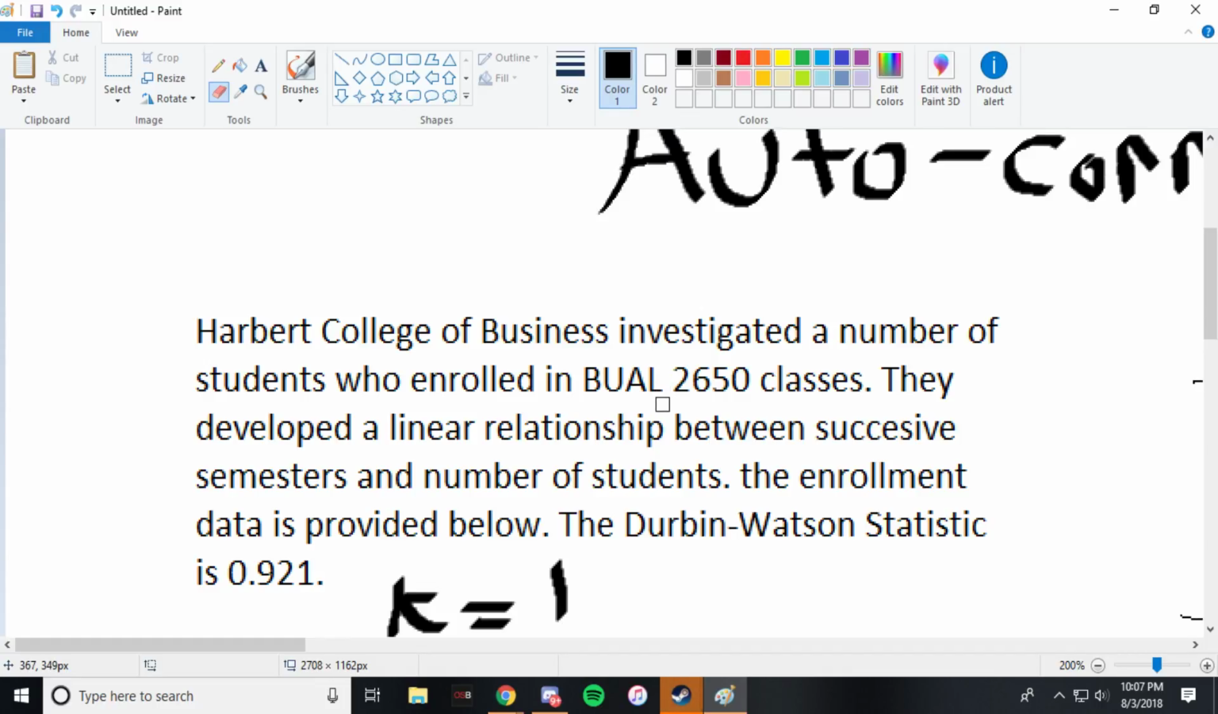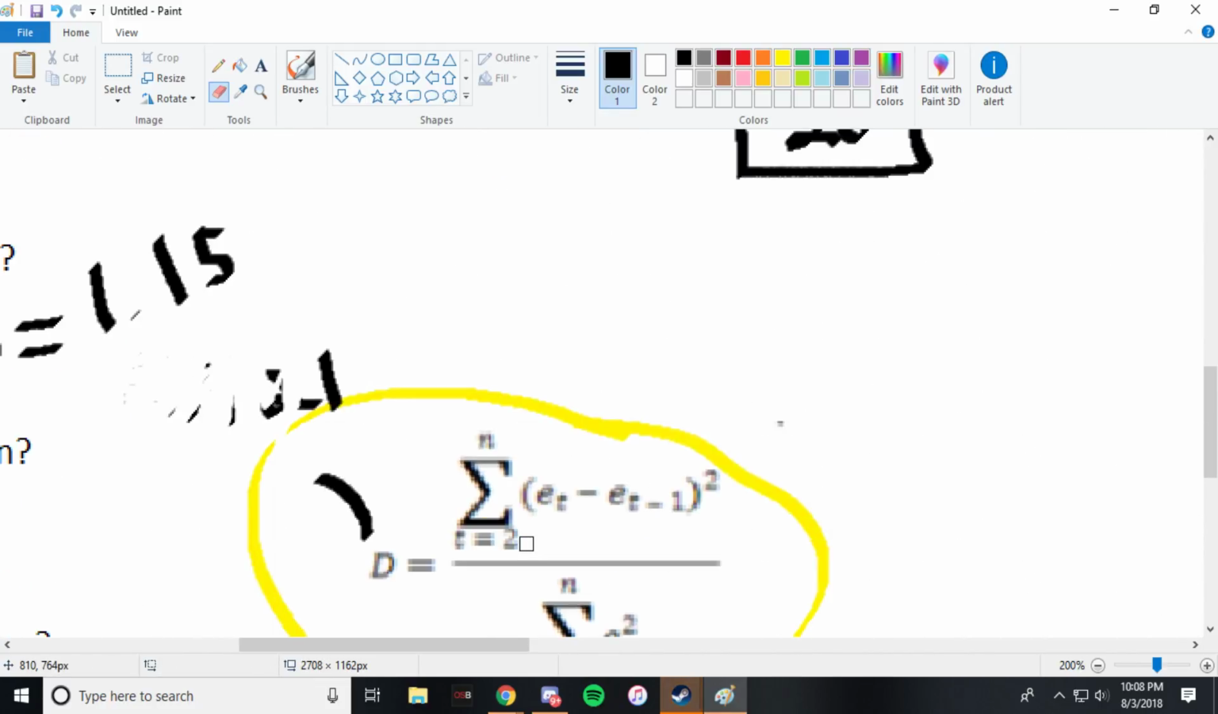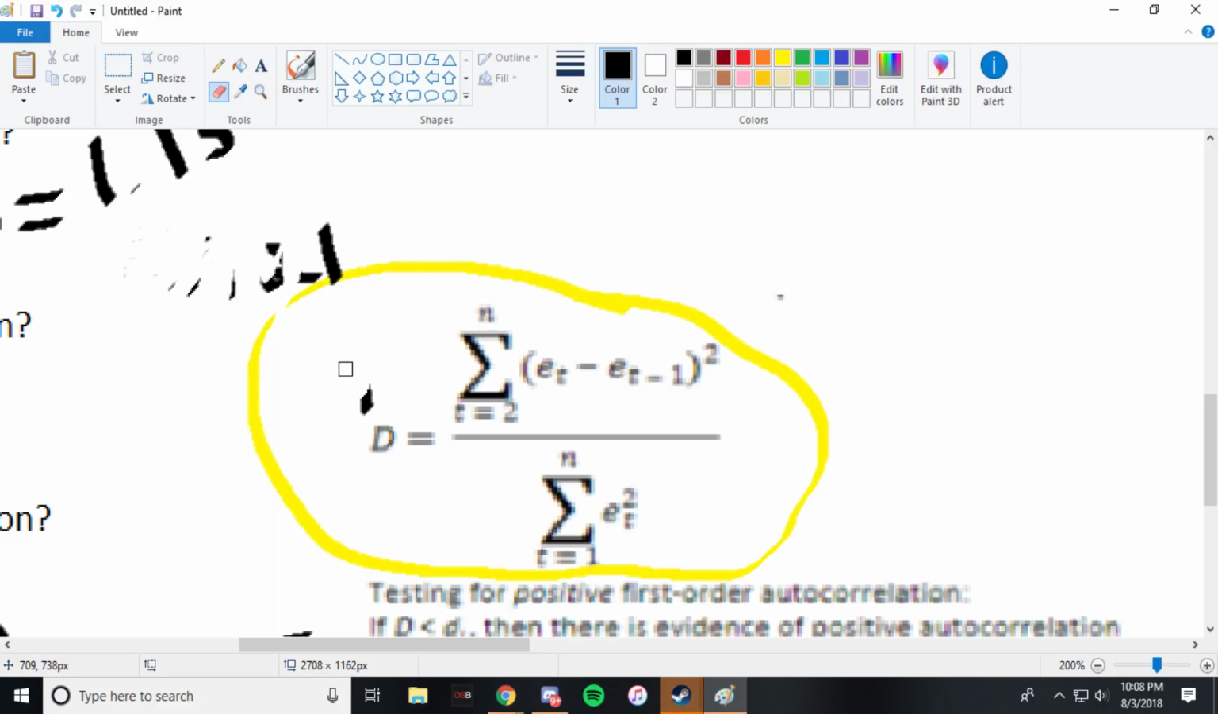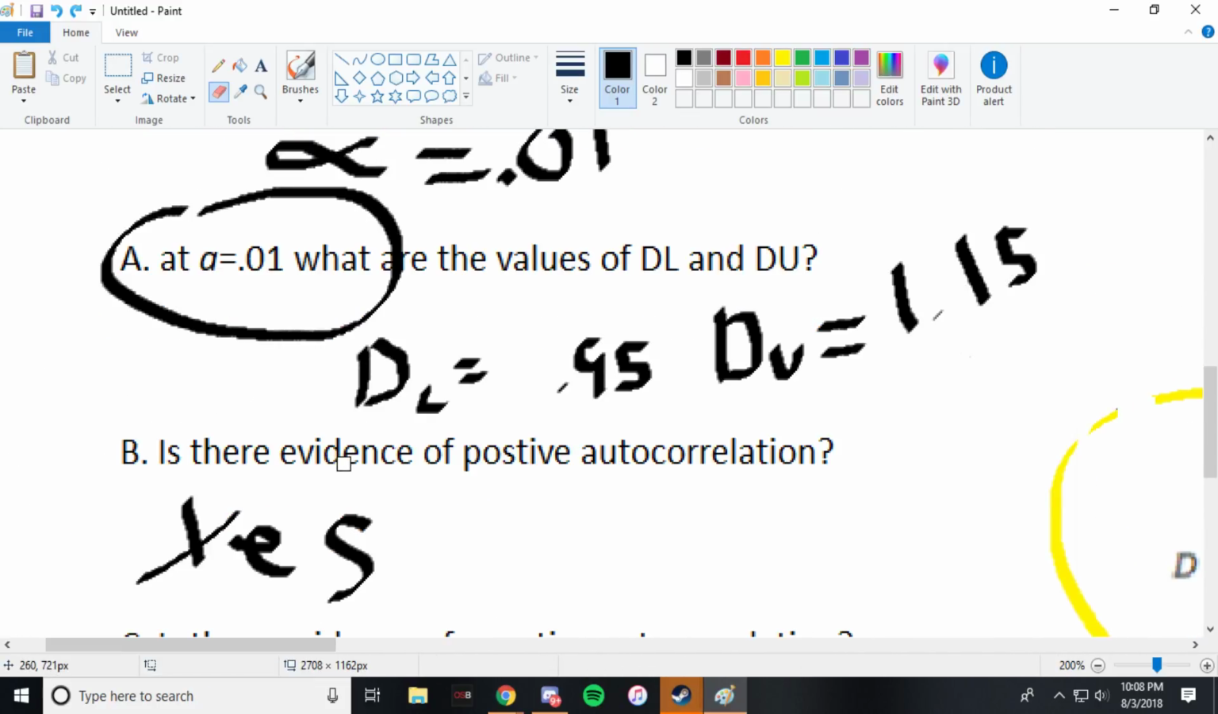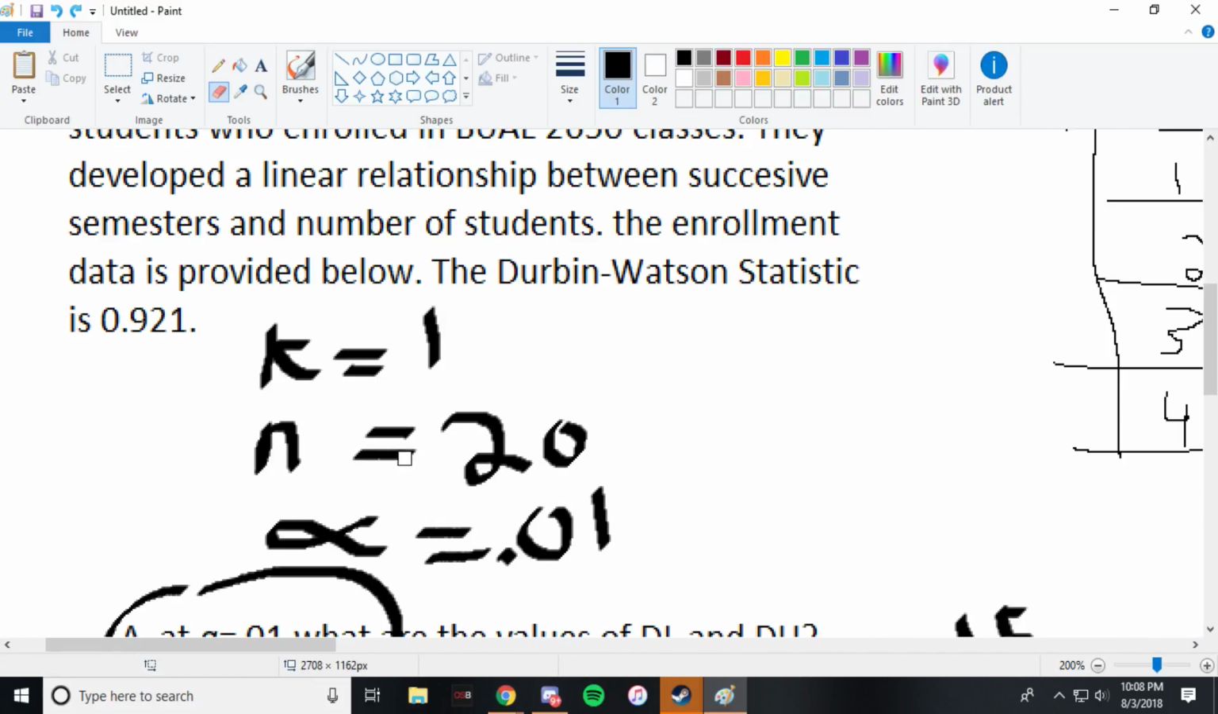So in this example problem, we are actually provided our D in our equation, which is this right here. Sorry for all this extra writing. I explained this and made an error, so I'm just doing it again. But this is our formula, and for the purposes of this video, we're going to assume that we do have D, which is 0.921. Using this information, we want to find our DL and our DU. But first we need to figure out what information we can gather from the problem.